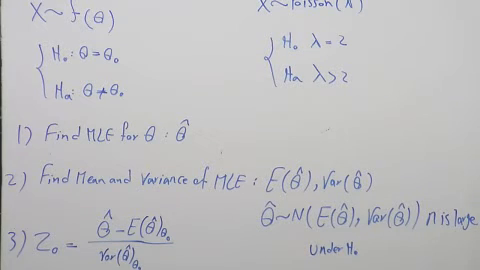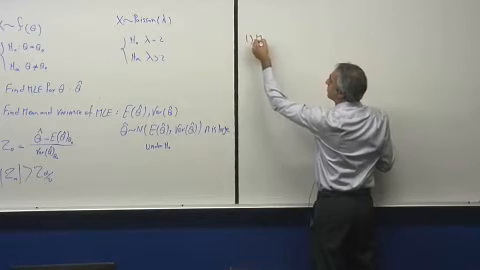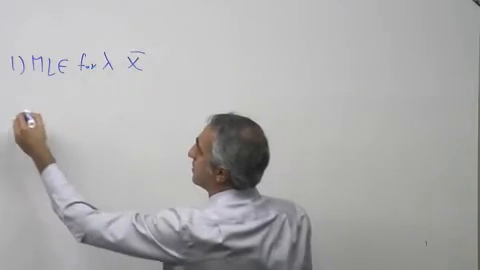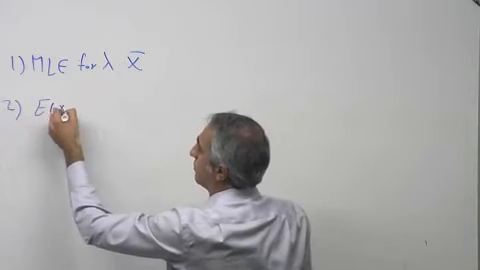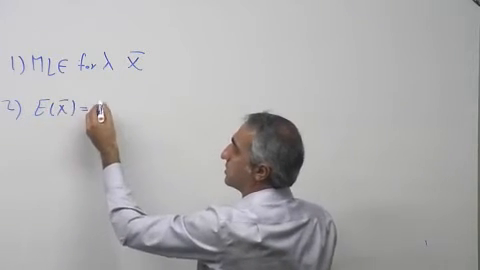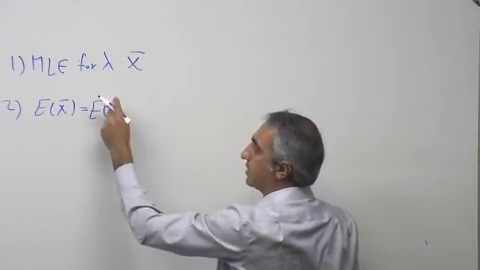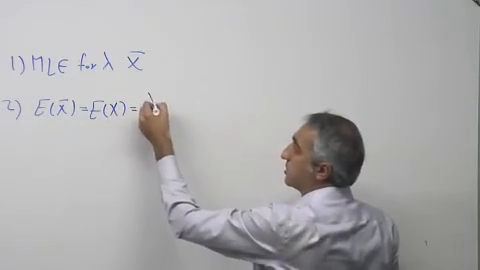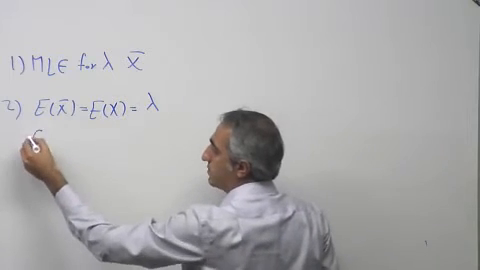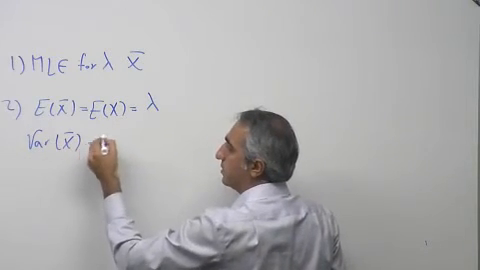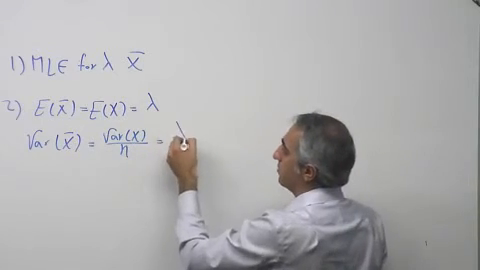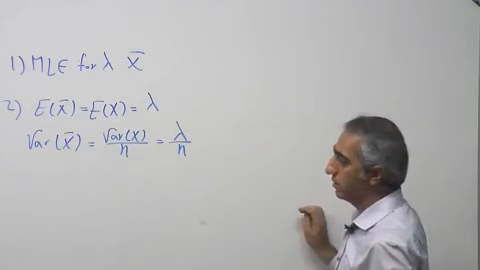Find MLE. So MLE for lambda is x bar. Second step, what is the expected value of x bar? It's the same as the expected value of x, which is lambda in this case. What is the variance of x bar? It is the variance of x divided by n, which is lambda divided by n.